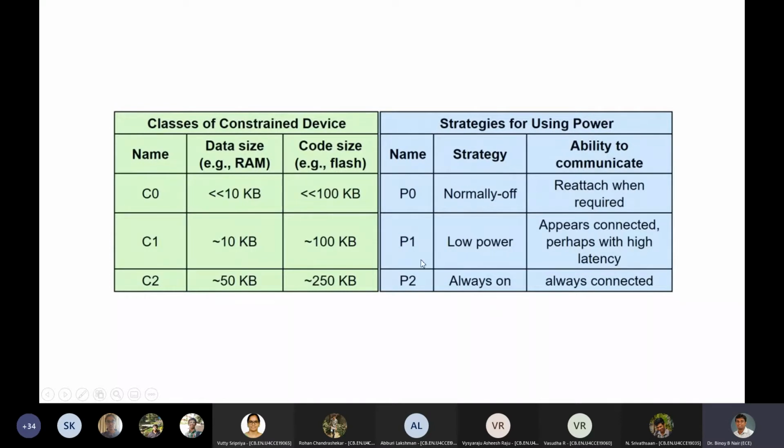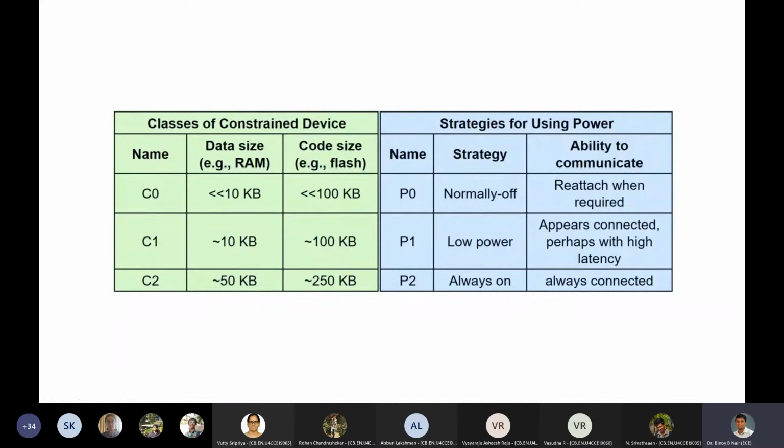So that is how you talk about the classes of constrained devices and the power usage. You can combine anything with anything here. C0 can be combined with P0, C1 with P1, C2 with P2, C0 with P2, C1 with P0, anything that you want. It's up to you.